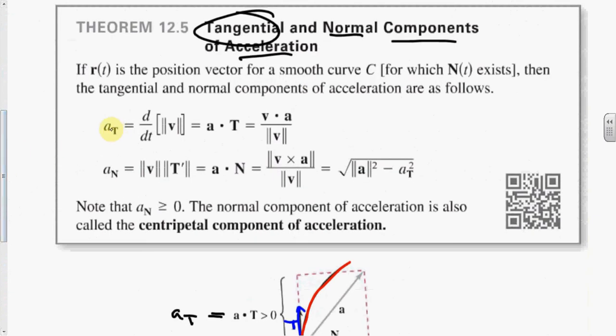How do we find them? This tangential component of acceleration is just the dot product of the acceleration and the tangent vector. How do we find a sub n? This normal component for acceleration is just the dot product of the acceleration and the normal vector. Now, that's all that I use. All this other stuff that they have in there, I don't keep that in my head. I just keep what's easy, and I use that, and I'm done. Because I can remember that a sub n is a dot n, and a sub t is a dot t.